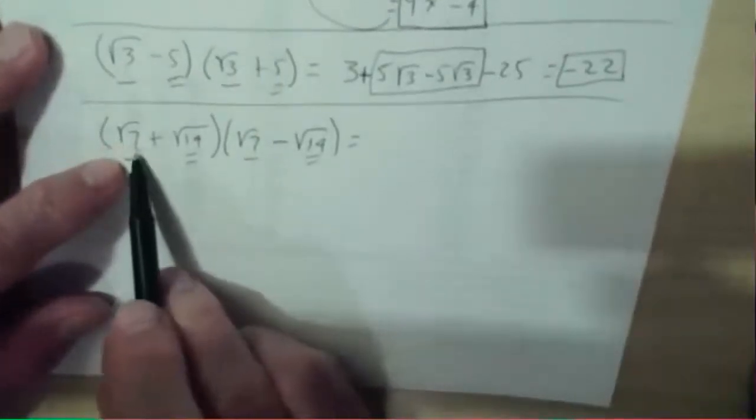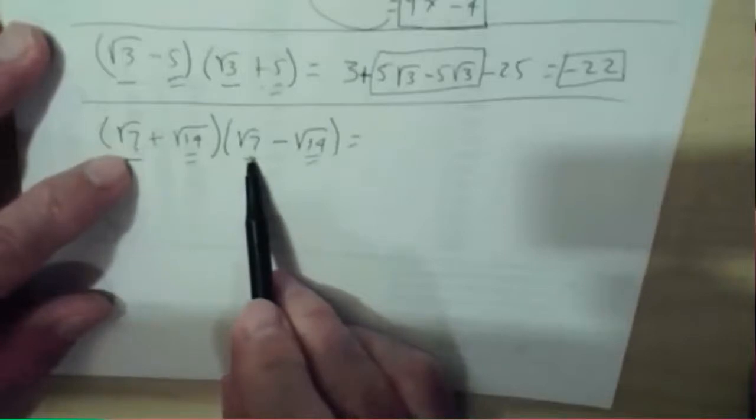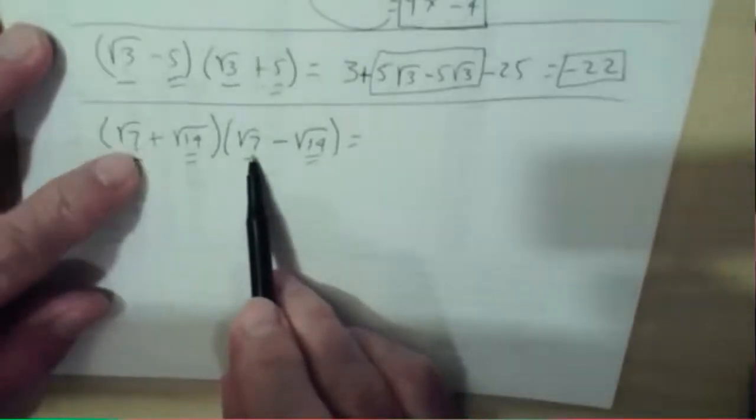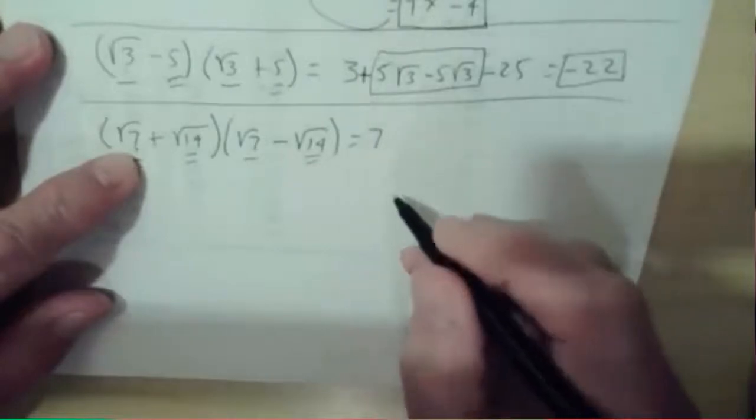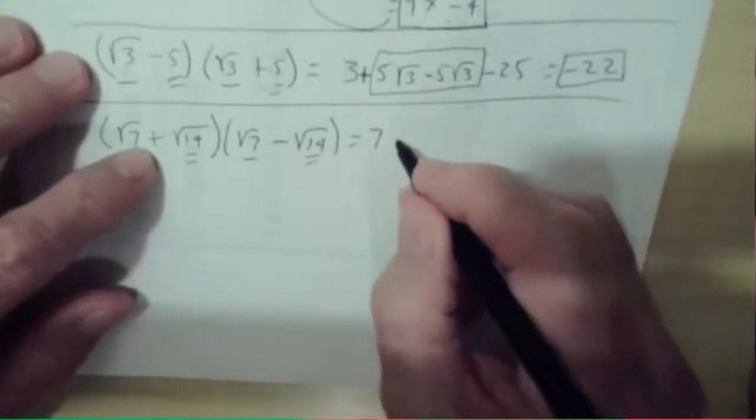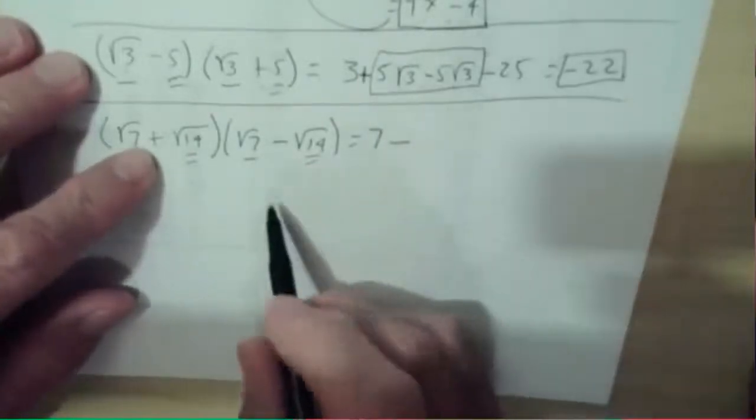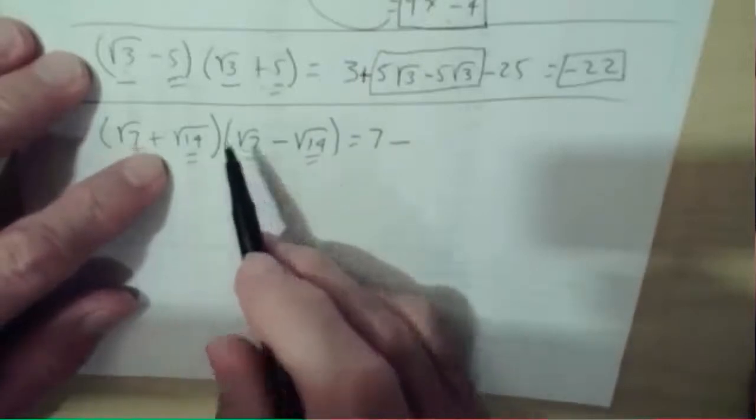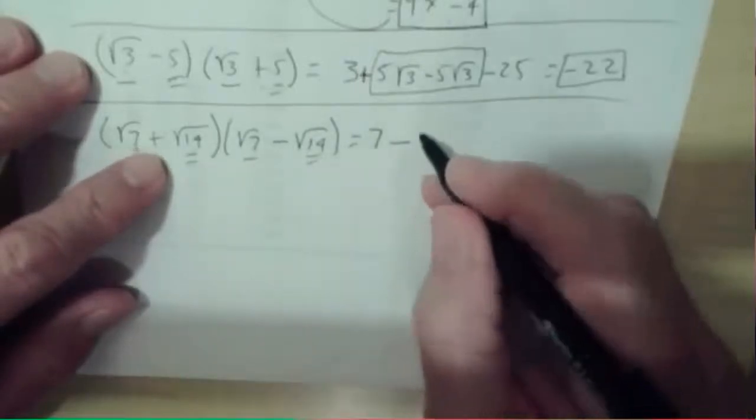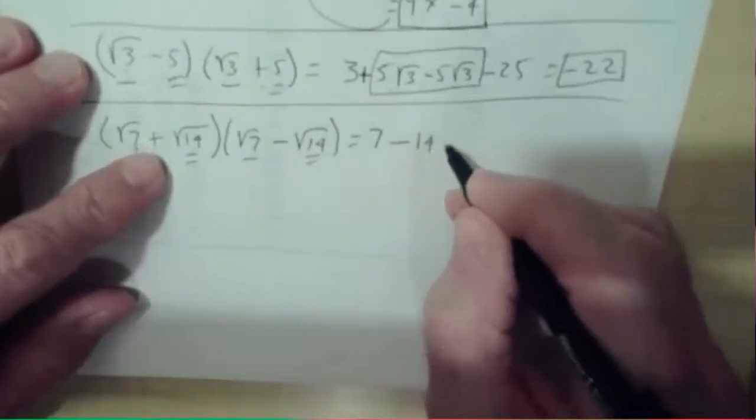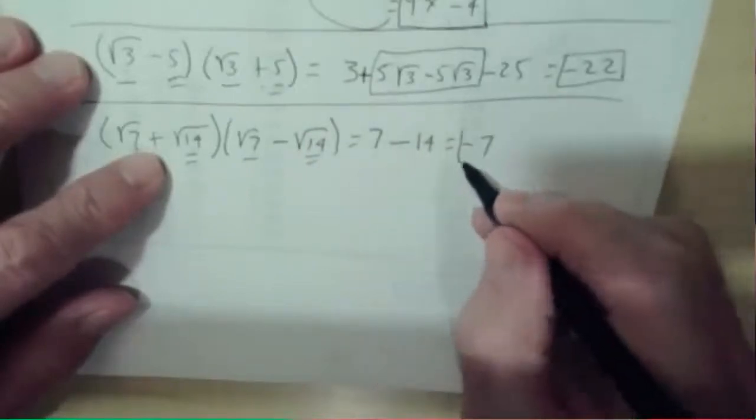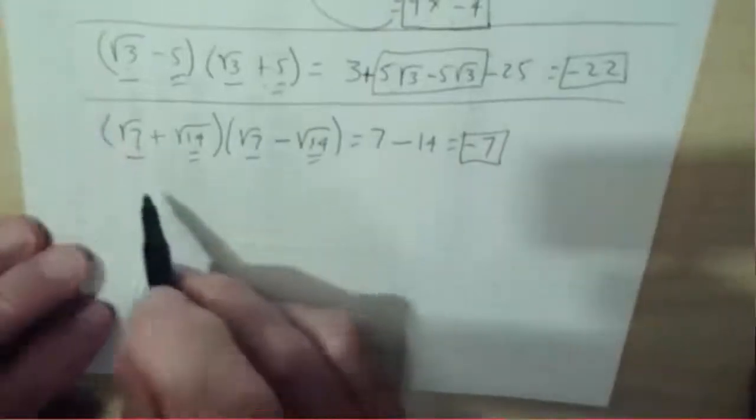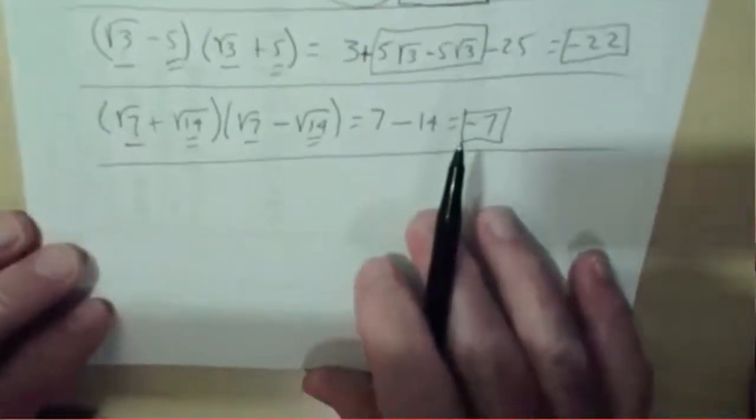Square root 7 times square root 7. Remember, the numbers are the same, so the radical just goes away. So this is going to be 7 minus, again, square root 14, square root 14. The radical goes away. 7 minus 14 is negative 7. Okay.